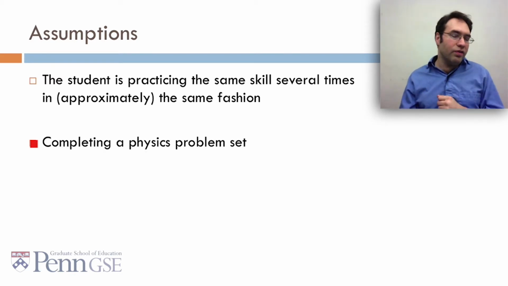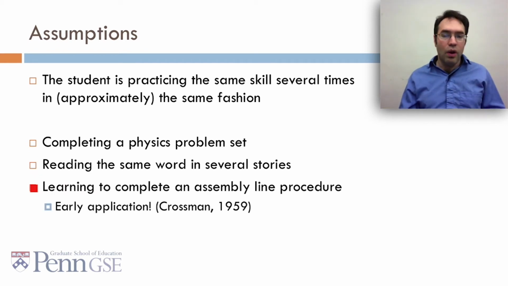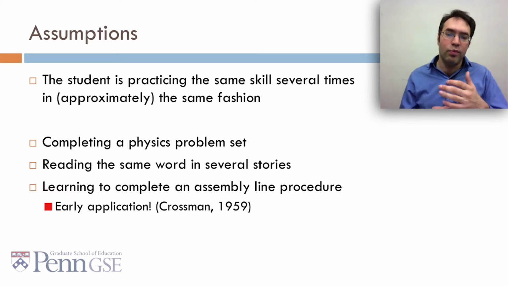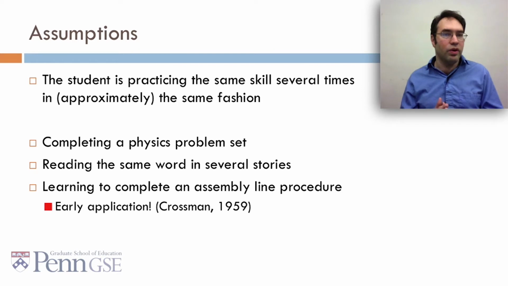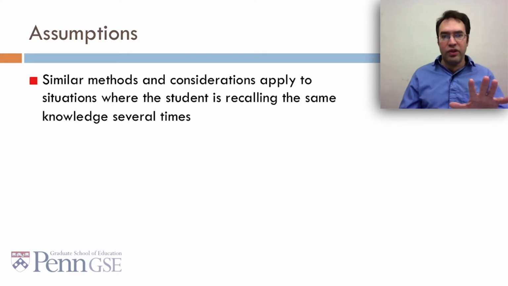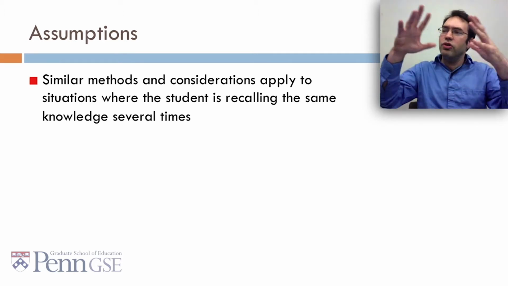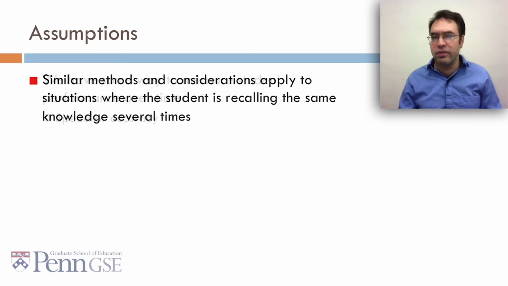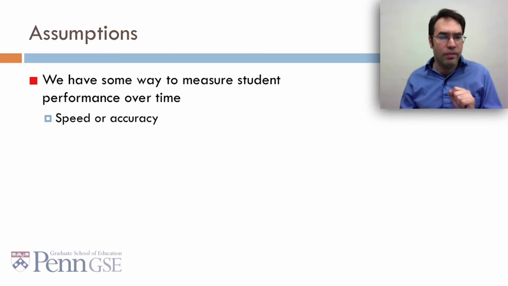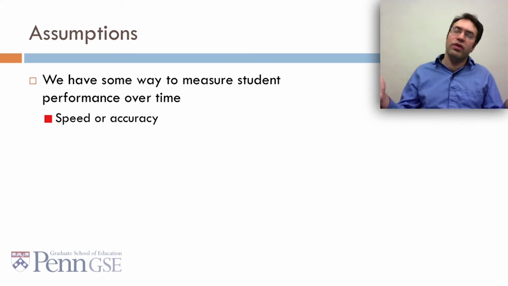For example, completing a physics problem set, or rereading the same word in several stories, or learning to complete an assembly line procedure. One of the early uses of learning curves came from Crossman's work in looking at assembly line workers. Similar methods and considerations apply to situations where the student's recalling the same knowledge several times. It doesn't have to be a skill, it's kind of neutral to the type of knowledge component you have on hand. Another assumption, we have some way to measure student performance over time. Might be speed, might be accuracy. Could be other things like the amount of assistance the student needs to get the right answer.